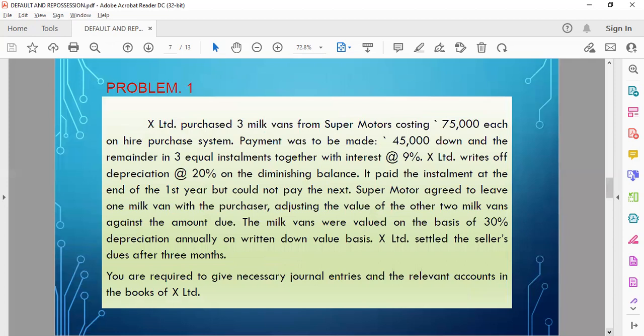Next, we can see the sum. Here I have given one illustration. One problem is here. First, I want to read the question, so listen carefully.